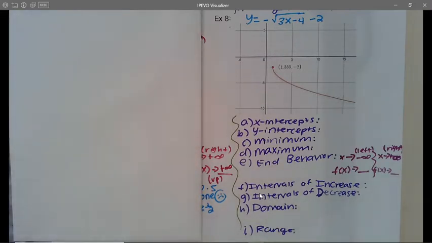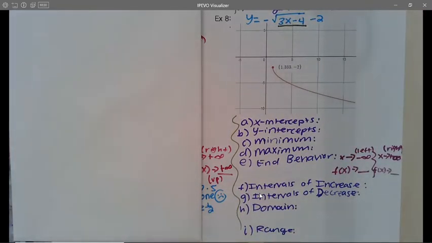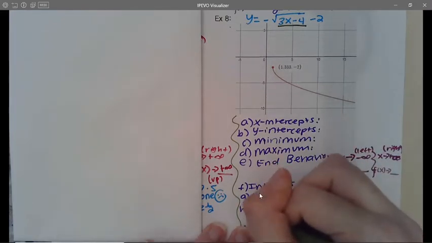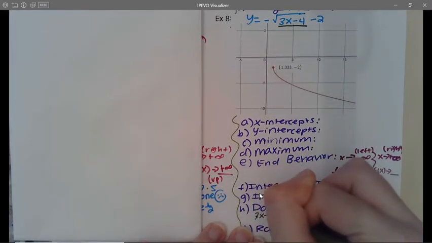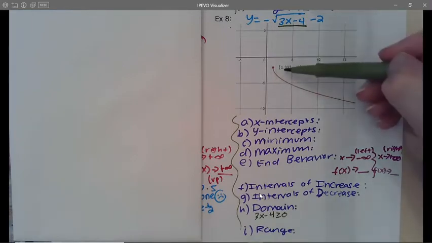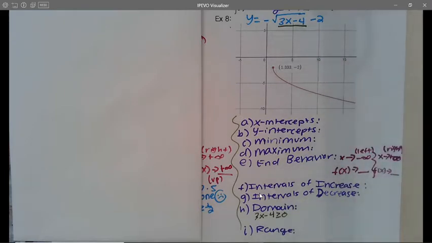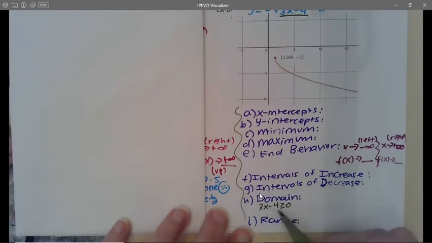Alright, so the domain will be, you set everything underneath the square root to be greater than or equal to 0. So I'm going to set 3x minus 4 to be greater than or equal to 0. Okay, when I solve that, it will give me the x value of this point. The range will give me the y value of my start point. Okay, so I'm going to solve this real quickly.